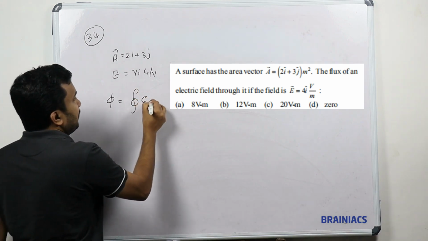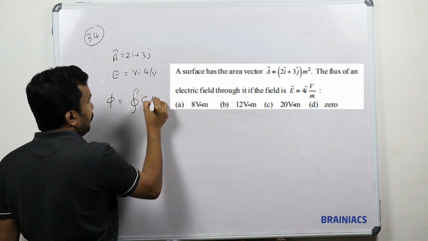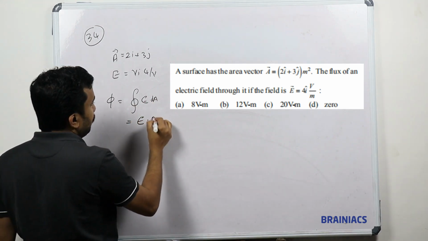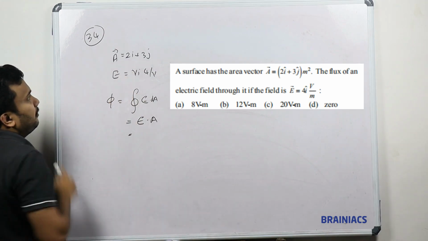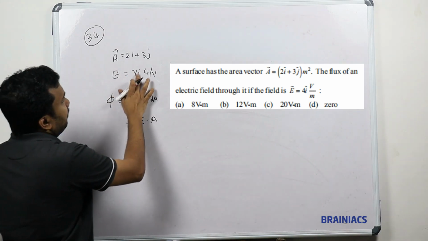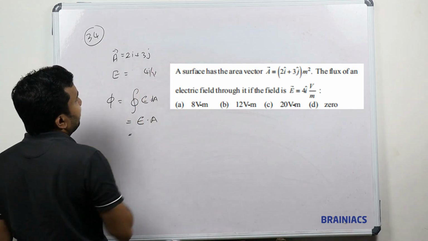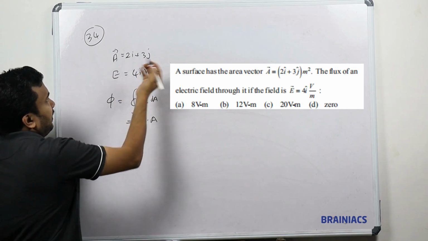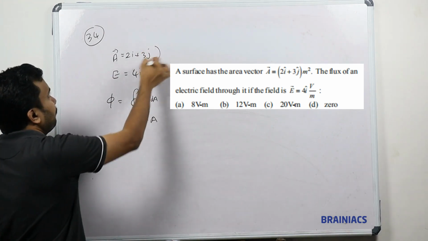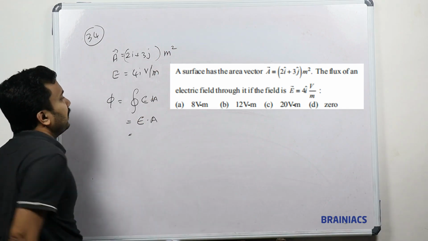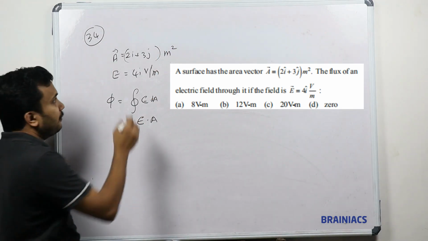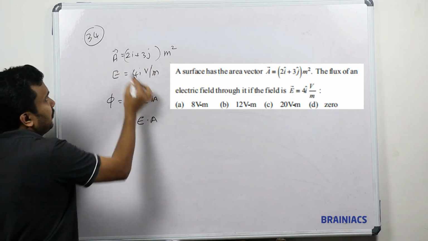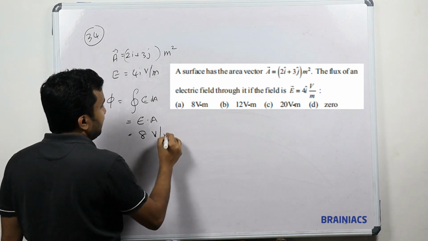Flux we know is the closed integral of E dot dA, or if you are integrating dA it becomes A, so we can write it as E dot A. So we are doing the dot product between these two. The electric field is 4i volt per meter, right? Area is given in unit of meter square. So for E dot A, dot product means we have to multiply i with i and j with j. There is no j with j, only i with i. So 4 into 2, 8. So the answer is 8.